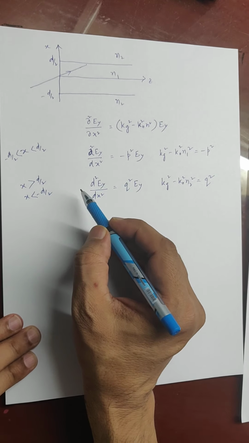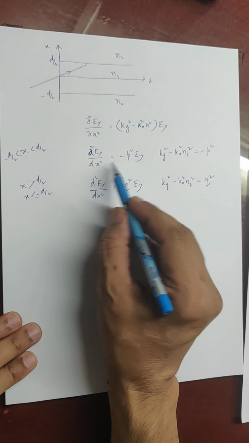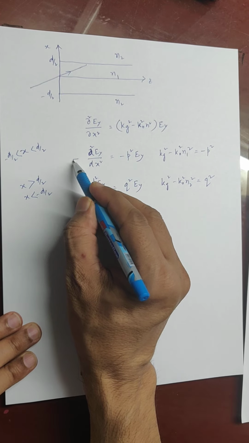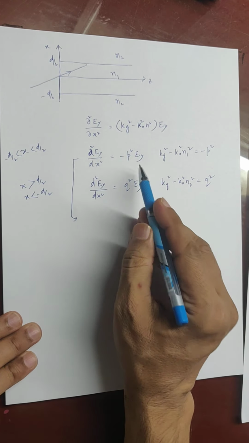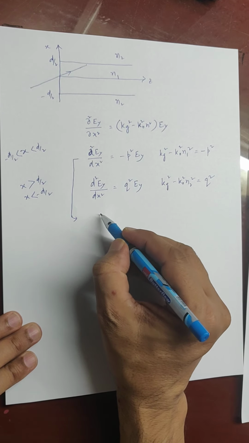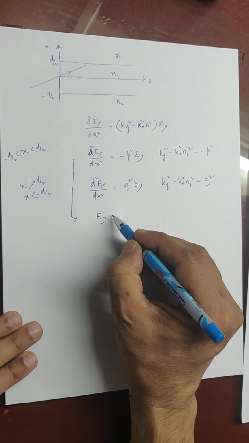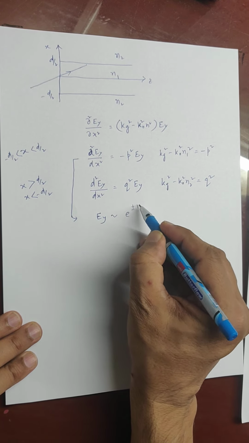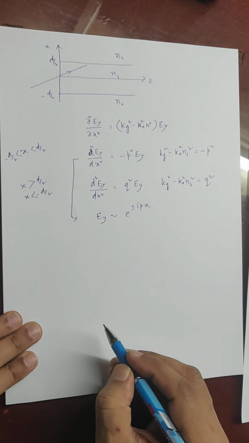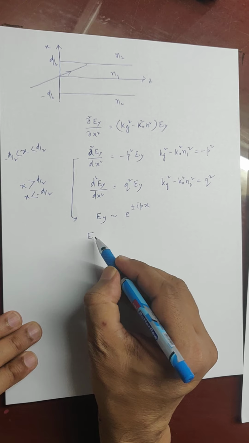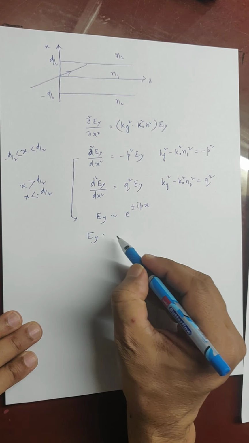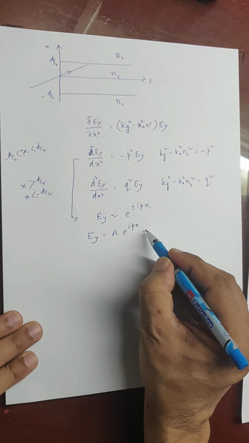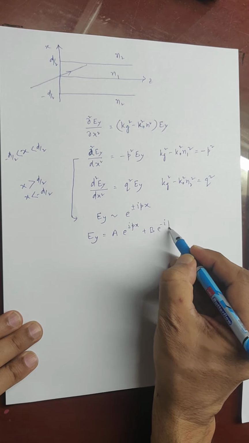So the solution of these two, and these are simple equations that can be solved very easily. We can solve, let us say, the first one. Since you have a minus p square over here, the solution would be of the form that Ey would be of the form e to the power plus minus i px. So the general form would be Ey equal to a e to the power i px plus b e to the power minus i px.